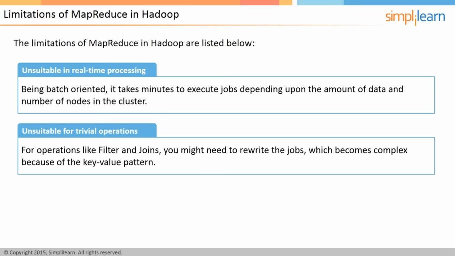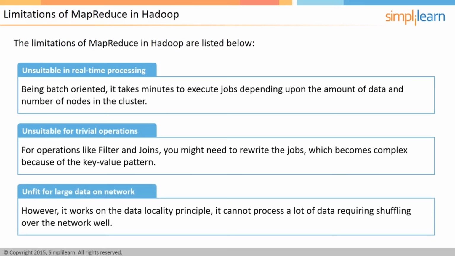In addition, MapReduce doesn't work well with large data on a network. It works on the data locality principle and hence works well on the node where the data actually resides. However, it's not a good option when you need to process a lot of data requiring shuffling over the network. The reason is that it'll take a lot of time to copy the data, which may cause bandwidth issues.